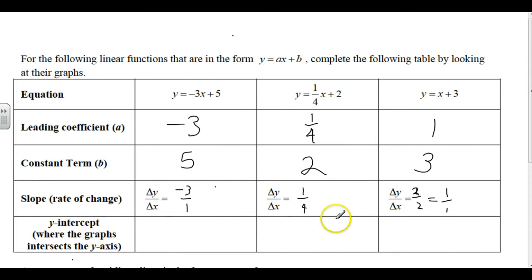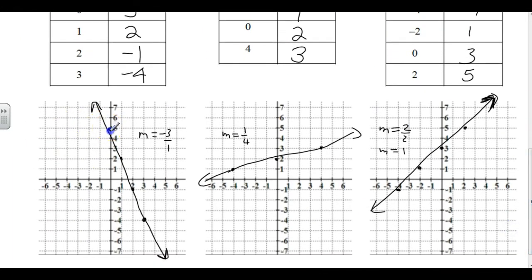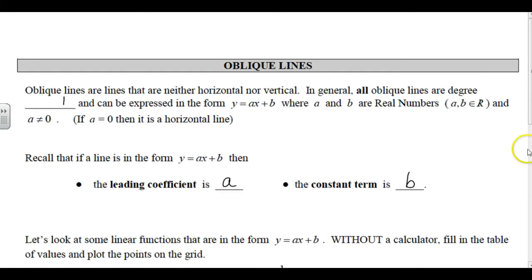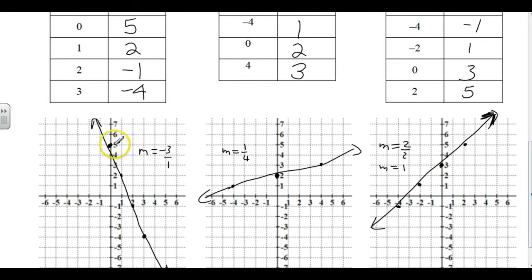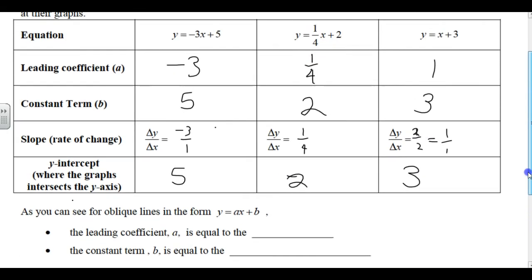Y-intercept, where the graph intersects the y-axis. Let's go back and find the y-intercept. Positive 5, positive 2, positive 3. Remember those numbers? Positive 5, positive 2, and 3. All right, one more time. Yes, positive 5, positive 2, positive 3. And wait a sec, we're seeing the same numbers appear here. So as you can see, for oblique lines in the form y equals ax plus b, the leading coefficient a is equal to the slope, and the constant term b is equal to the y-intercept.